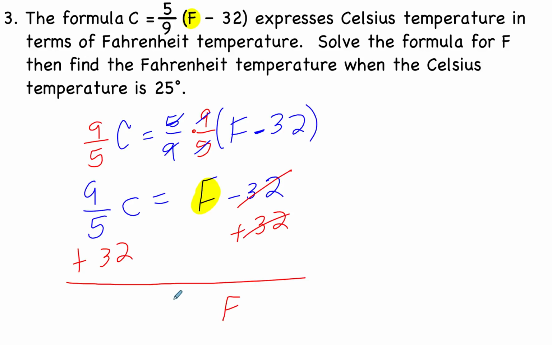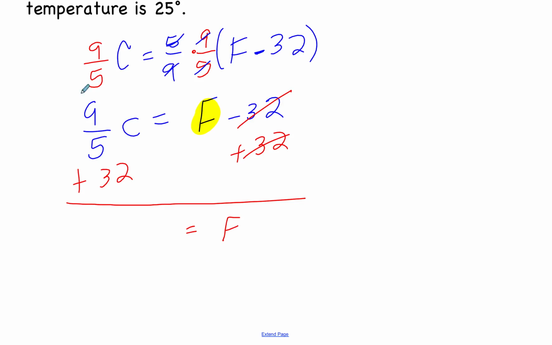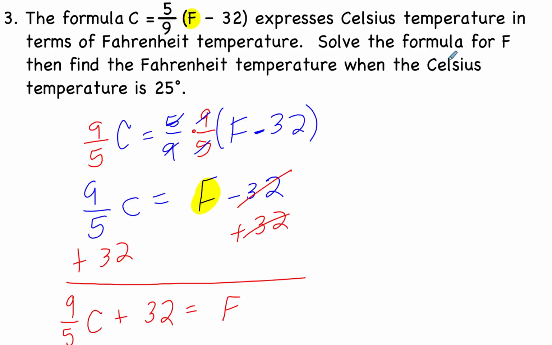Now, on the left-hand side, make sure that you understand that the 32 doesn't have a C with it, and the 9/5 is multiplied. So those terms don't combine. So I'm just going to write that as 9/5 C. It's 9/5 times C plus 32. They don't combine. You just have both of them there. So I've done the first part of the problem, which was to solve the formula for F.